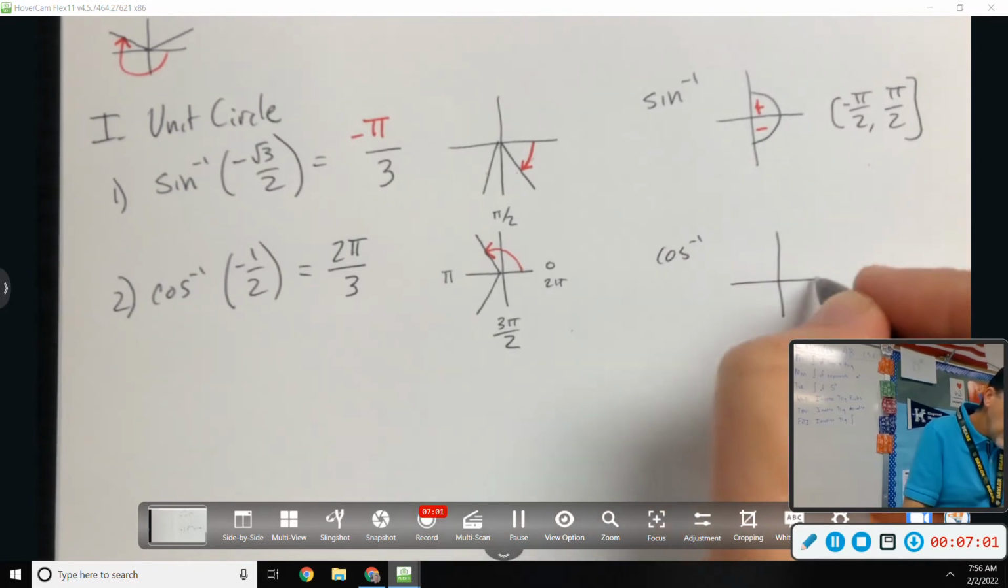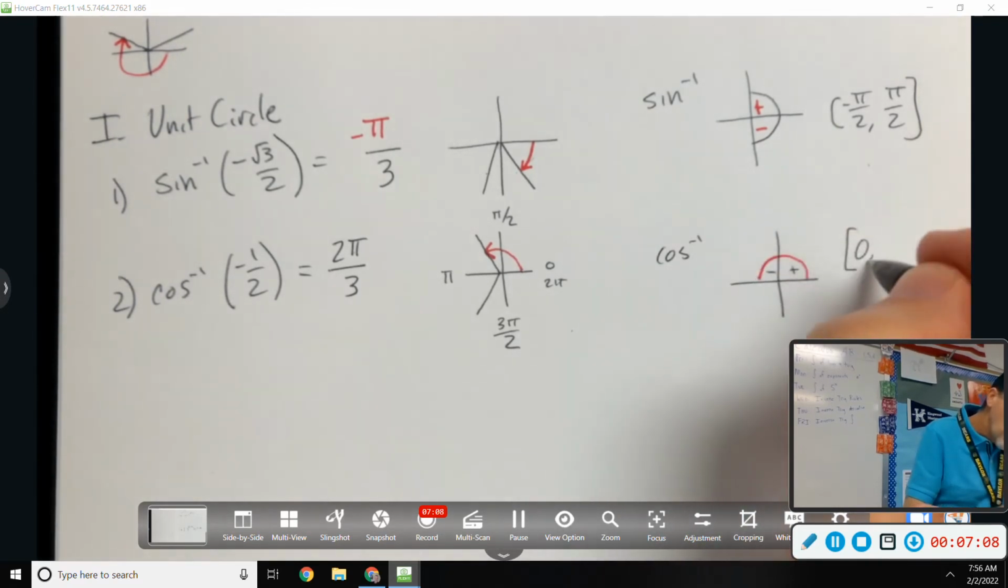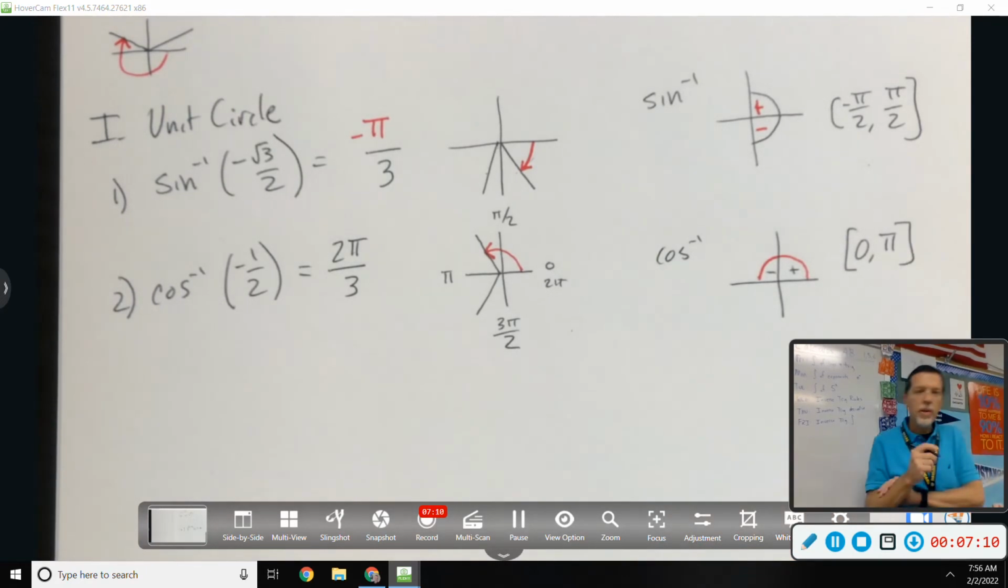Inverse cosine is always going to come from quadrants 1 and 2. So 0 to pi.